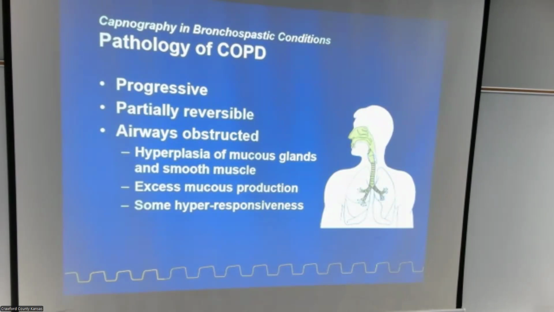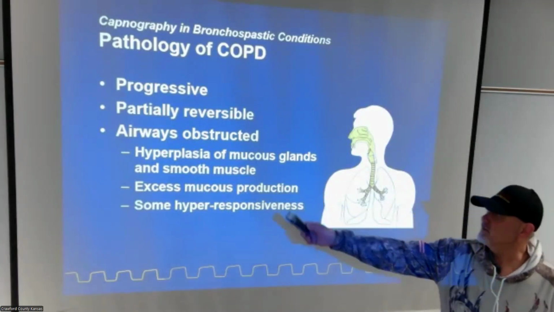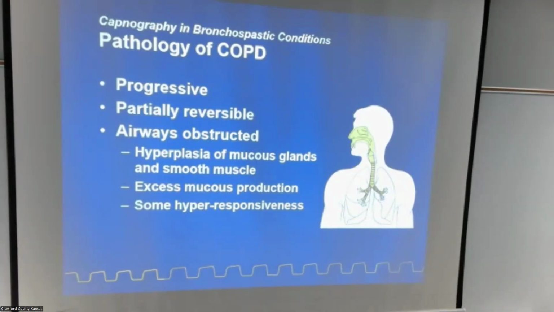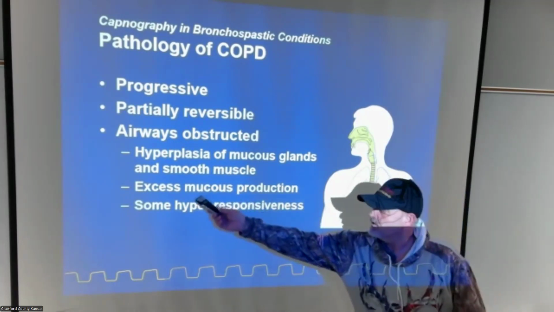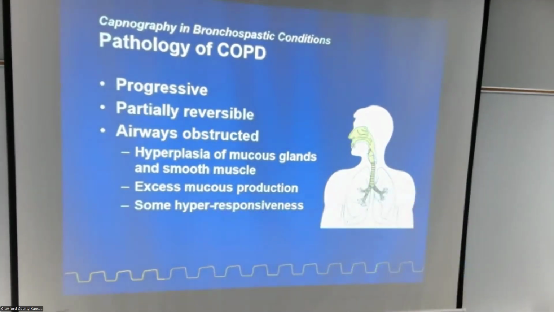So, COPD. This is a fish of the new water here. Progressive, partially reversible, airway obstruction. Problem is with this, we have mucus glands with smooth muscles, excessive mucus production, and some hyper-responsiveness. Everything is great except for this right here. We don't like the mucus in there because guess what? We can't get rid of the mucus.